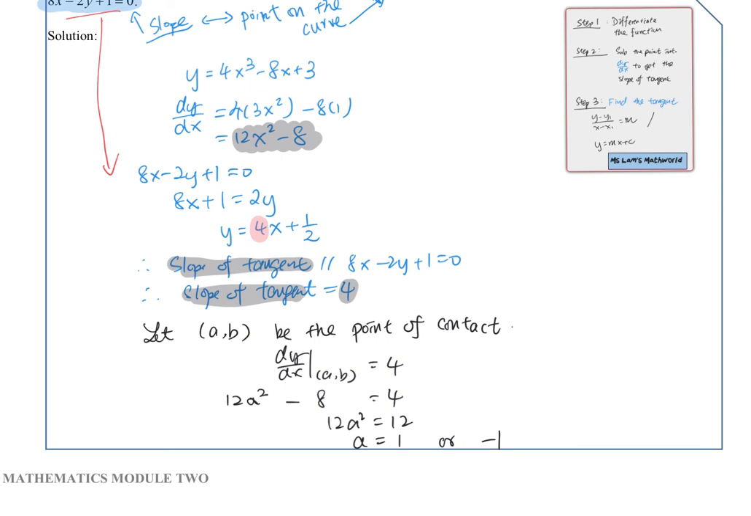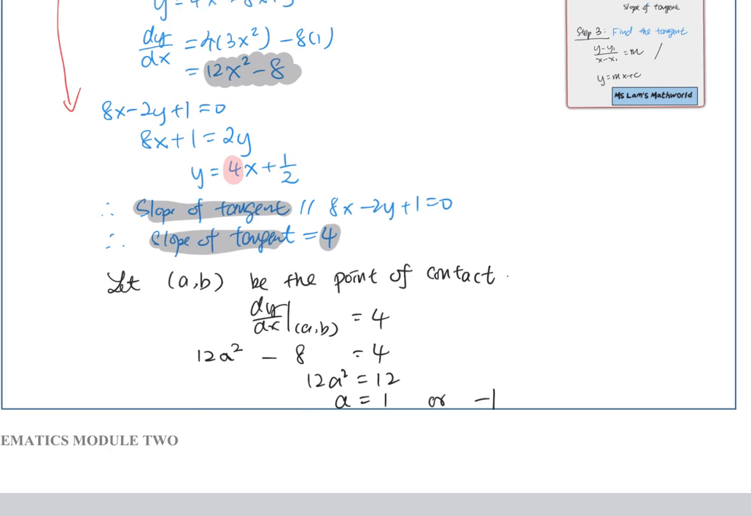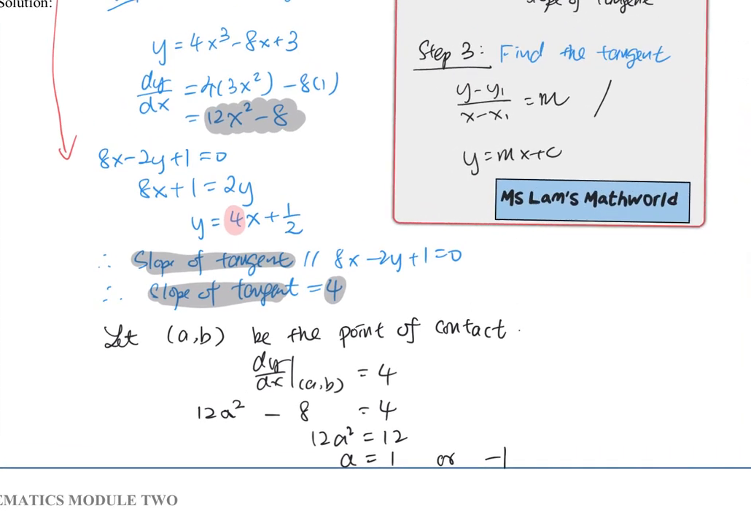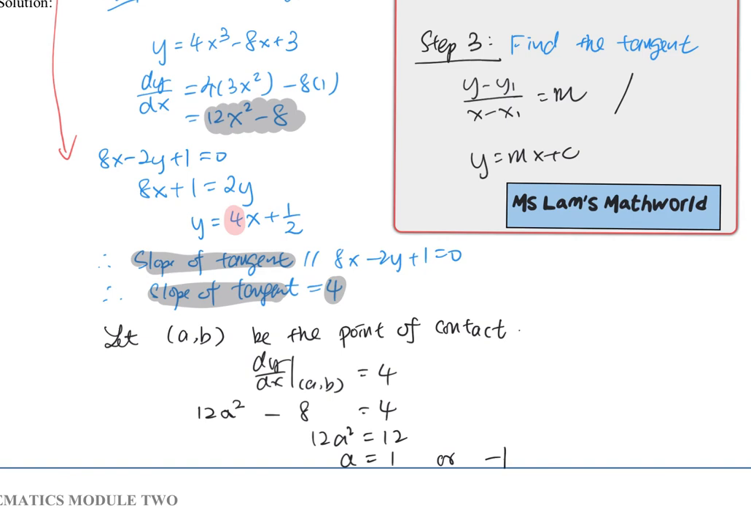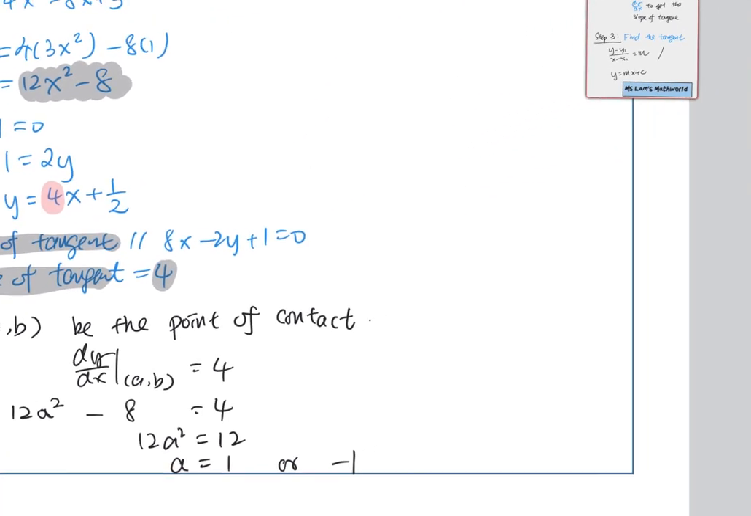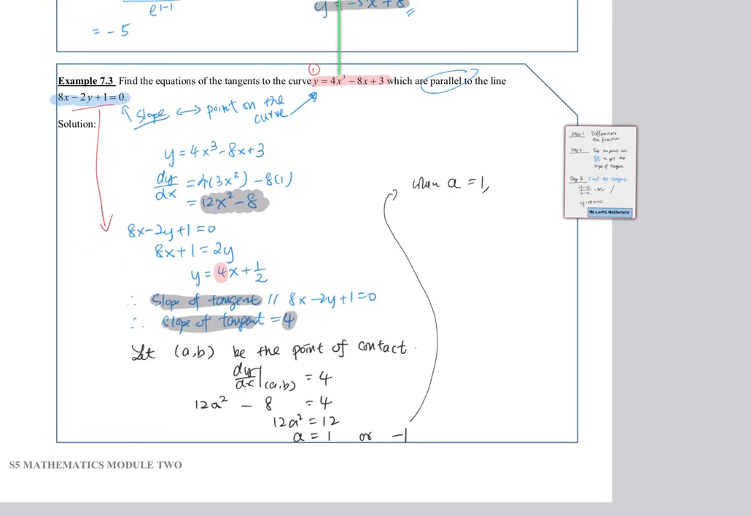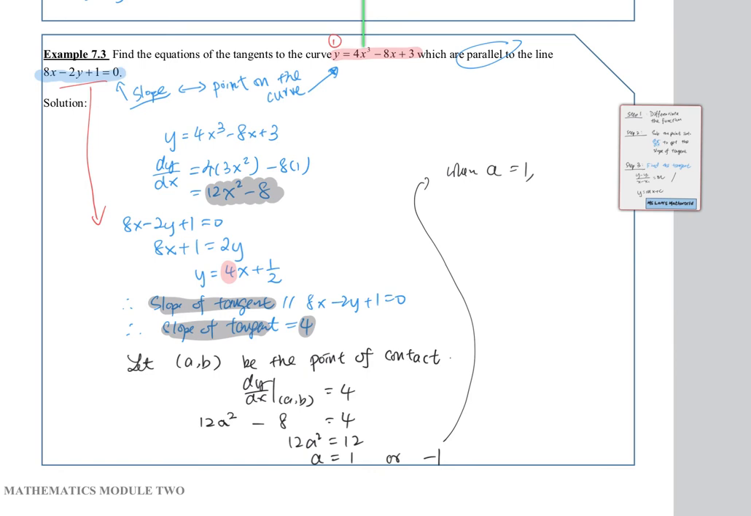So we also have to find the y coordinate, that means the value of b, because we have to use the point form here. So we need both coordinates. So let's continue. For each value of a, we can find the corresponding value of b, right? So when a is equal to 1, where shall we substitute? We have to substitute into the graph. So this is the graph, right?